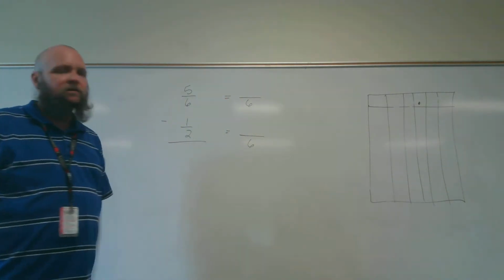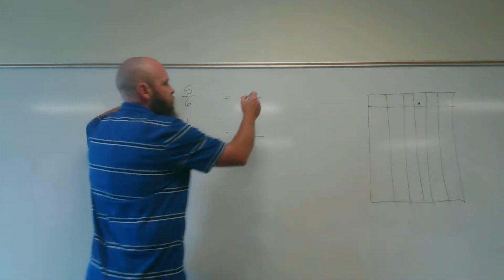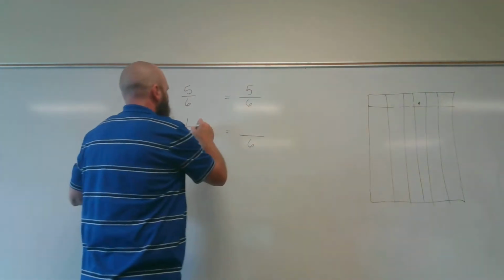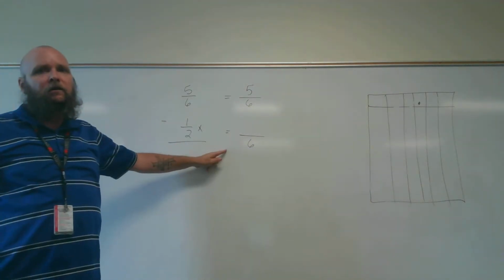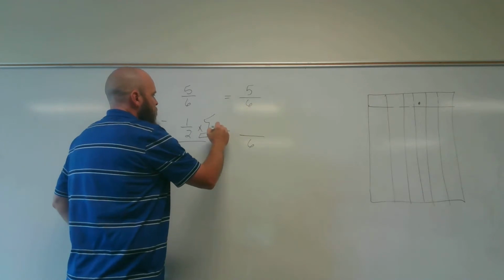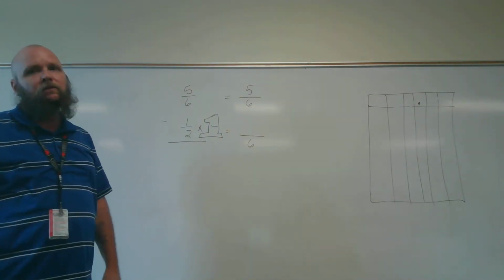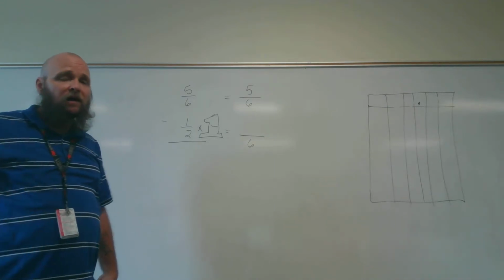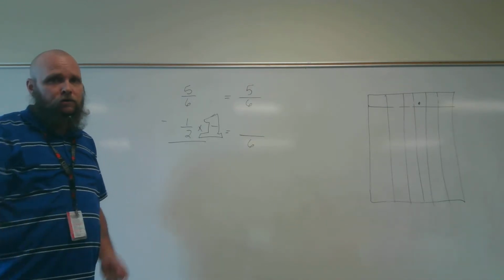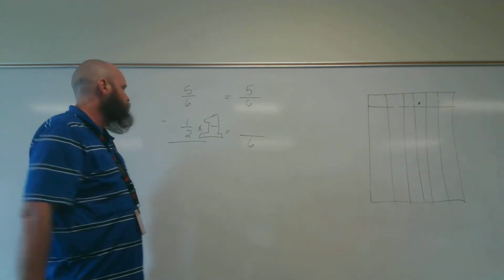Since we have 6 as our common denominator, this one is already a fraction with a denominator of 6, so it's going to stay the same. This one does not have a denominator of 6, so we need to multiply it by a fraction that equals 1 so that we don't change the value. We're just changing the way it's written. Like 10 dimes equals $1, 4 quarters equals $1. We're just saying it different ways, but it has the same value.